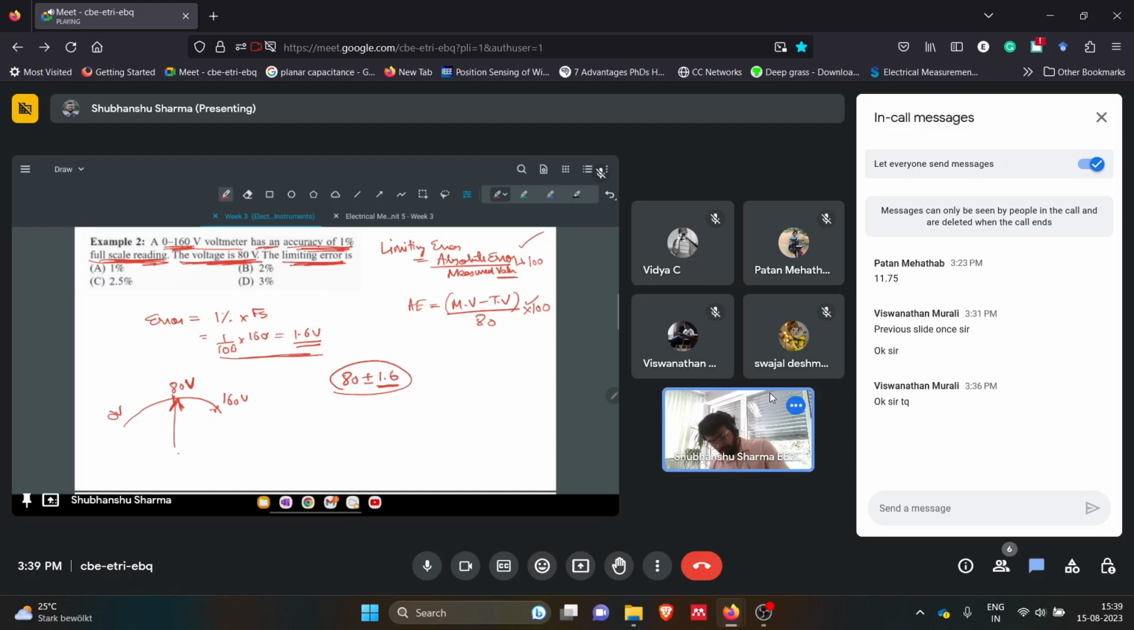So what will be this absolute error which we are getting? This absolute error is 1.6. So the limiting error will be 1.6 divided by 80 into 100, and if we solve this, we'll get 2 percentage. Yeah, 2 percentage of error. This will be the answer.